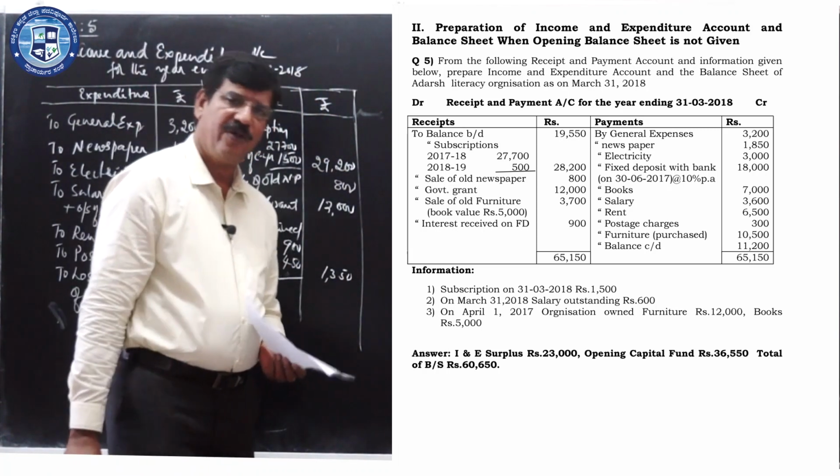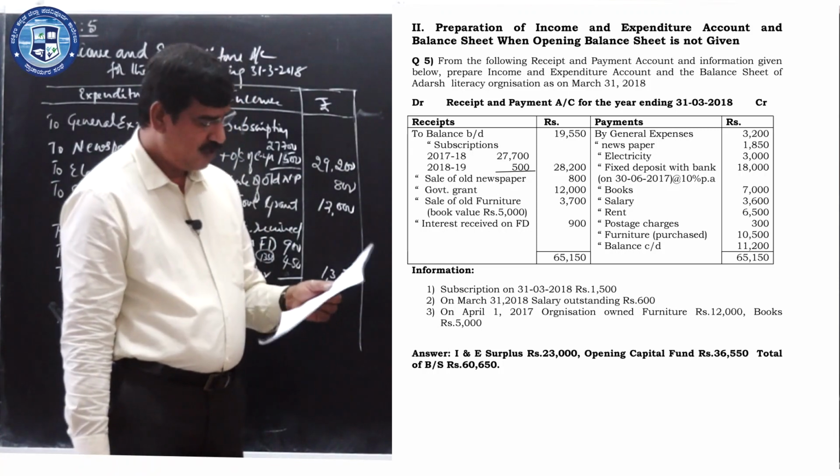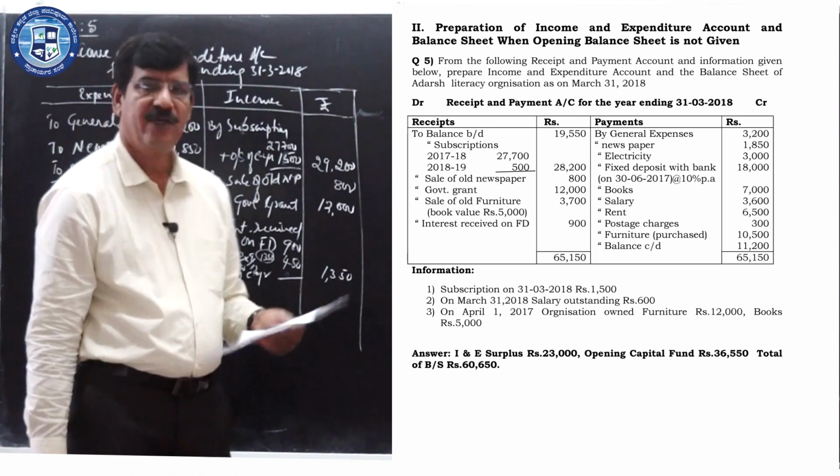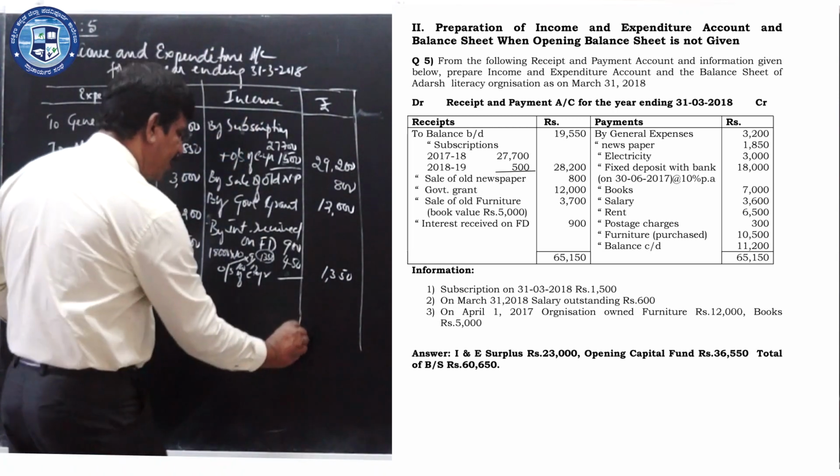So I think almost all the items are over. Before you find out the surplus or deficit, just look into the adjustment once again. Is there any depreciation? So in this problem, there is no other depreciation. So straight away we can find out the total and we can balance income and expenditure account.